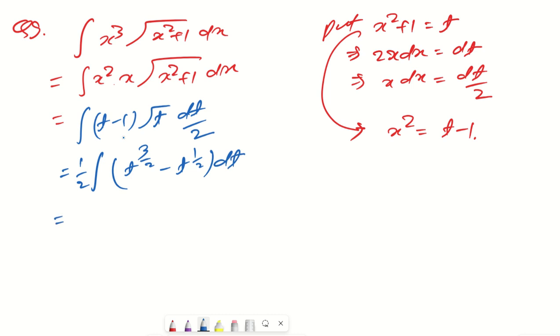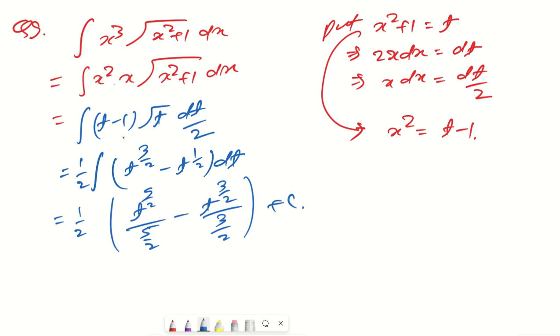Now by integrating, we are going to get 1 by 2 times the integration of t to the power 3 by 2 plus 1, so it will become 5 by 2 divided by 5 by 2, minus t to the power 3 by 2 divided by 3 by 2. You have to add 1 to the powers, right? Plus some constant c. Now we can do one thing: the 2s are there in both, so they can get cancelled.